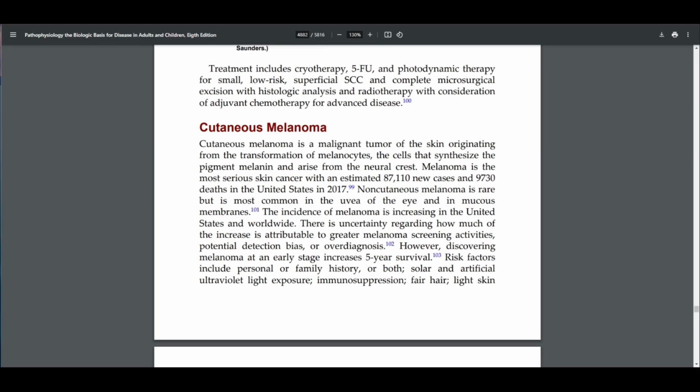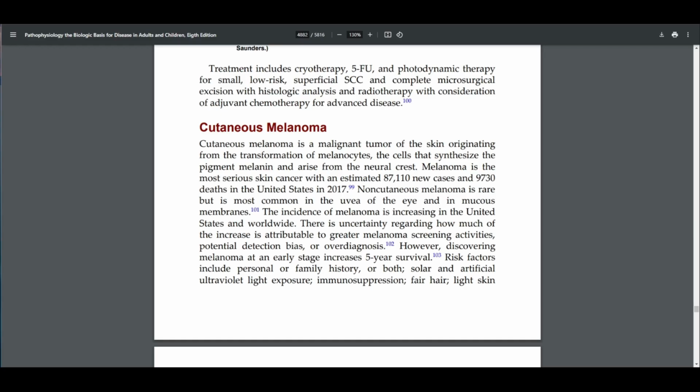Cutaneous melanoma. Cutaneous melanoma is a malignant tumor of the skin originating from the transformation of melanocytes, the cells that synthesize the pigment melanin and arise from the neural crest. Melanoma is the most serious skin cancer, with an estimated 87,110 new cases and 9,730 deaths in the US in 2017. Non-cutaneous melanoma is rare but is most common in the uvea of the eye and in mucous membranes.